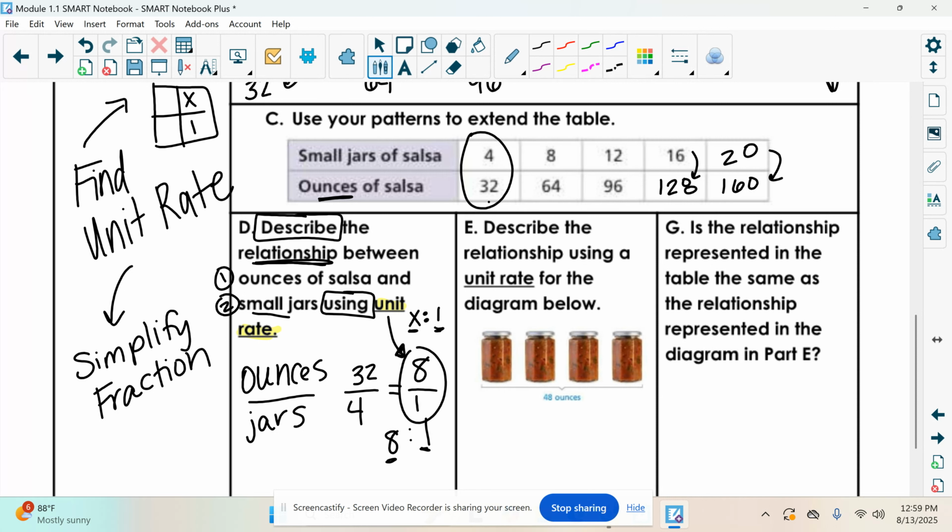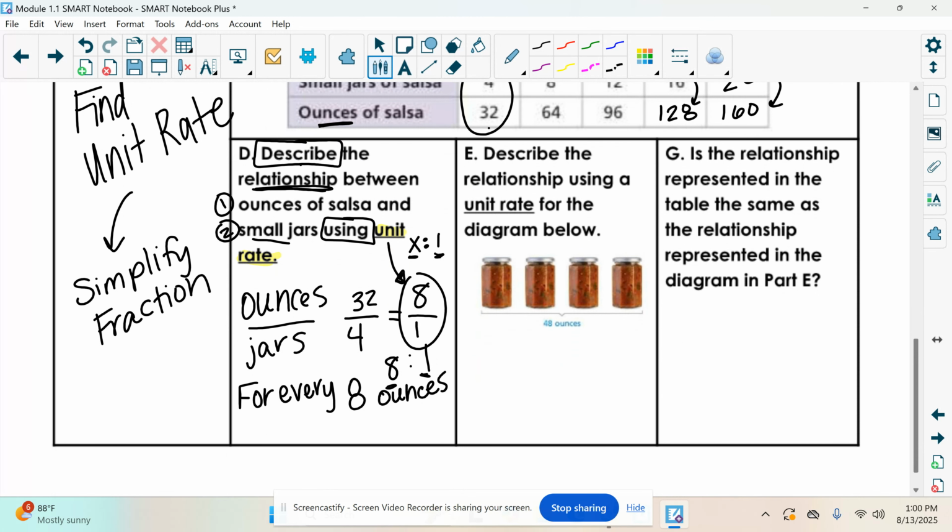No. This describe the relationship is like putting it in those sentences we used last week. You remember how we had this sentence, for every blank blank, there are blank blank. Do y'all remember those from last week? Okay? So you could write it as for every 8 ounces, for every 8 ounces, there is how many jars?